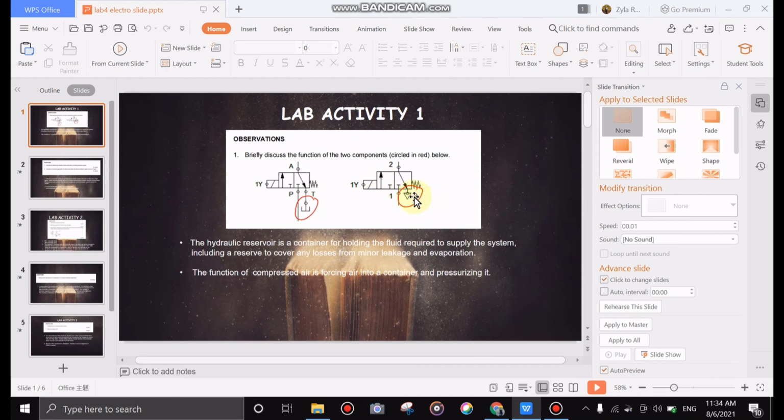So the function of a hydraulic reservoir is a container for holding the fluid required to supply the system, including a reserve to cover any losses from minor leakage and evaporation. The function of compressed air is forcing air into a container and pressurizing it.